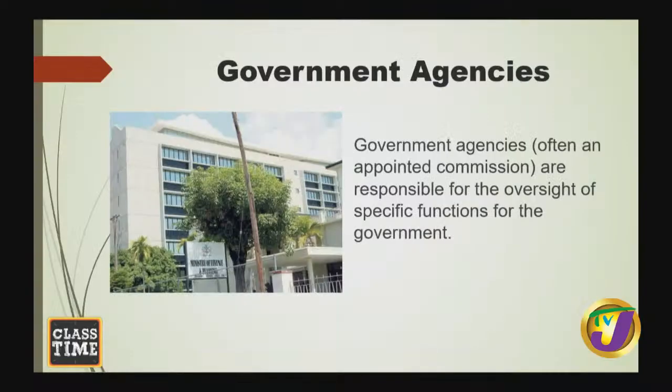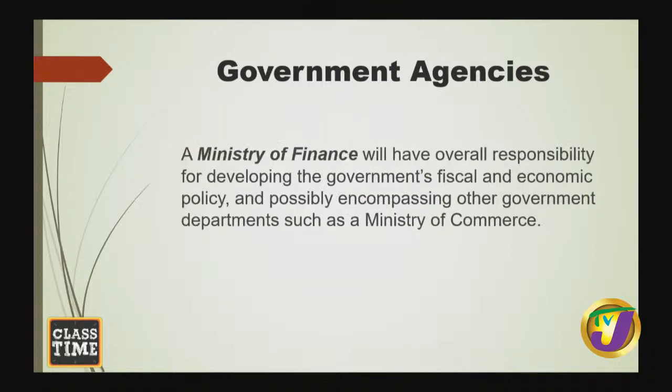Now, there are some government agencies that can also be considered as financial institutions. So government agencies, often an appointed commission, are responsible for the oversight of specific functions for the government. And in this context, we will talk about the Ministry of Finance. So a Ministry of Finance will have overall responsibility for developing the government's fiscal and economic policy.